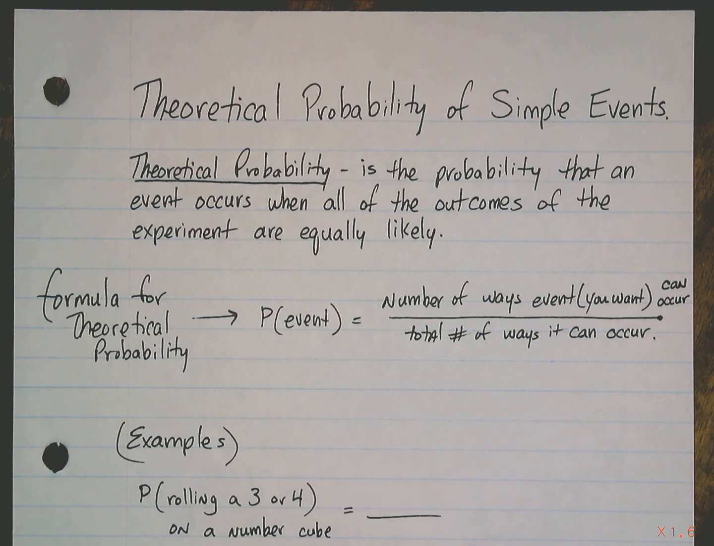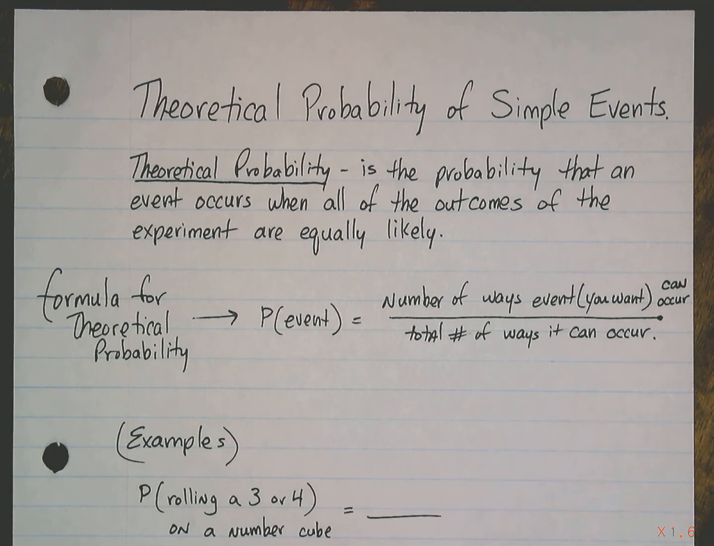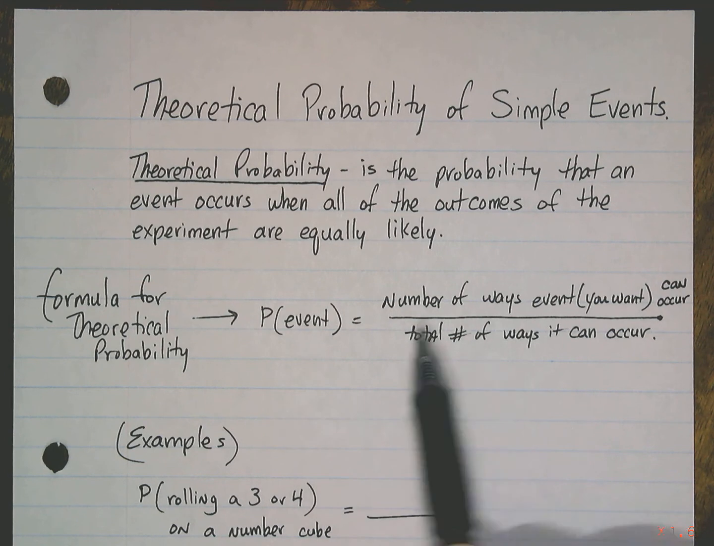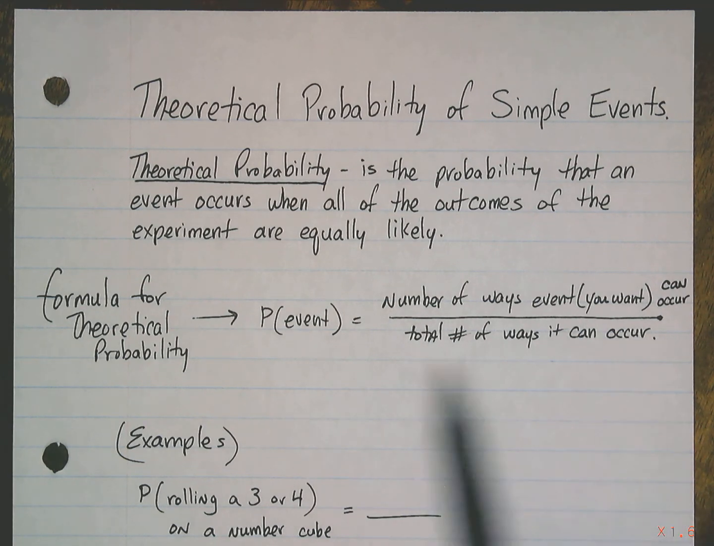Okay. Theoretical probability is the probability that an event occurs when all the outcomes of the experiment are equally likely. The formula is really no different. It's the probability of an event to occur. You need to divide the number of ways that you want this event to occur, divided by the total number of ways that it can occur.